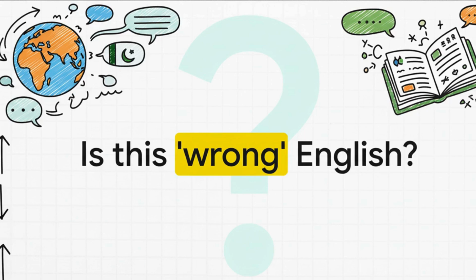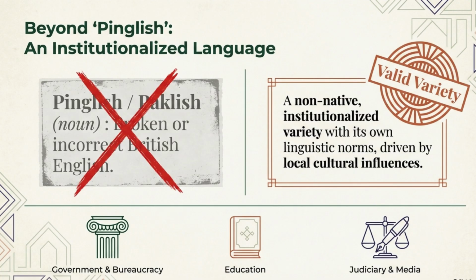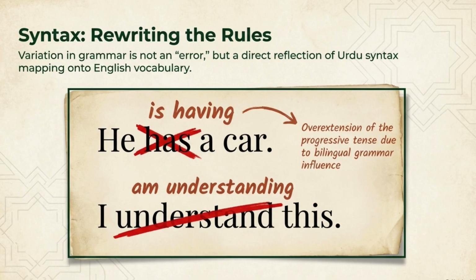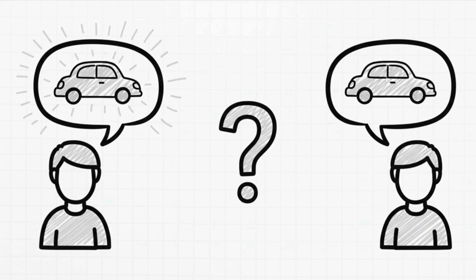To really get into it, let's look at a concrete example so you can see what I mean. Okay, so a speaker of Pakistani English might say something like, "he is having a car." Now, if you're used to British or American English, you're probably thinking, that sounds a little off, right? You'd probably say, "he has a car." So here's the big question. Is one right and the other just flat out wrong? Or is there something way more interesting happening under the surface?